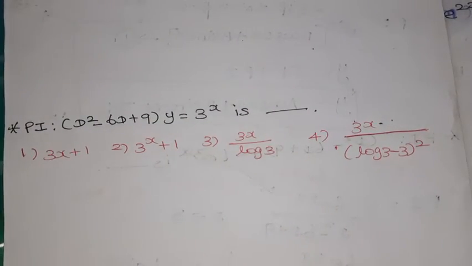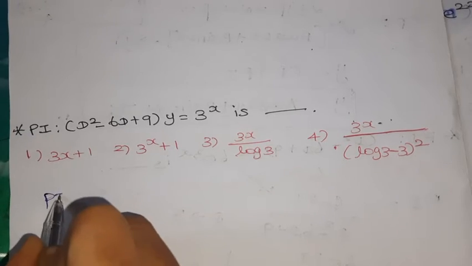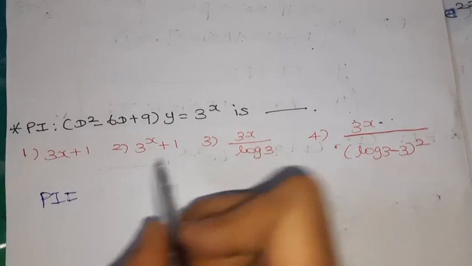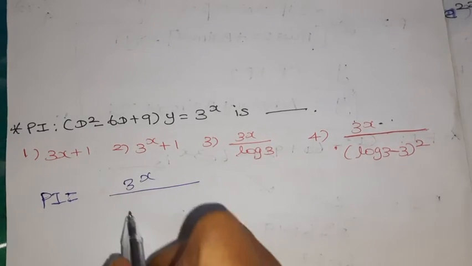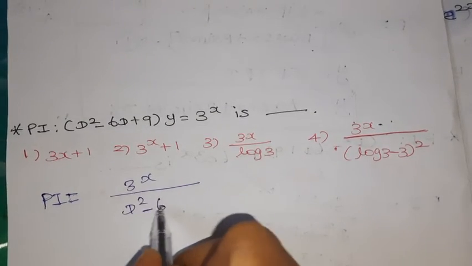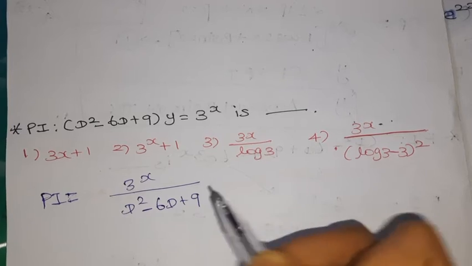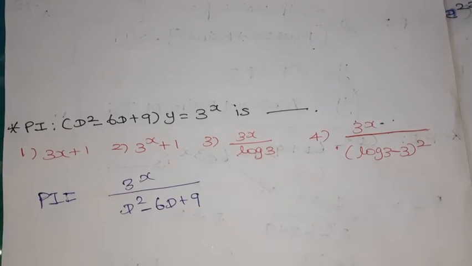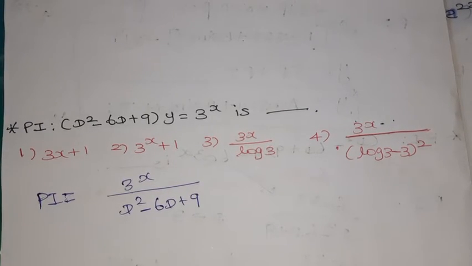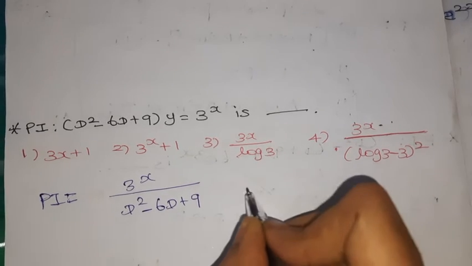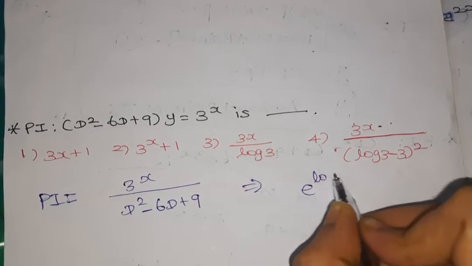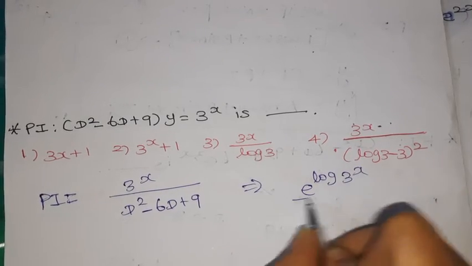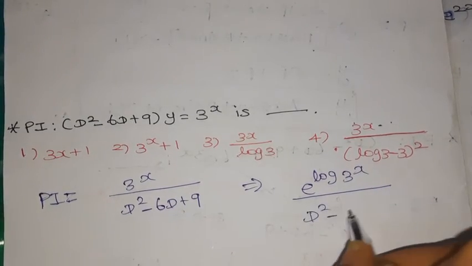Then we move on to the next problem. We need to find the particular integral for the given problem. For that we use 3 power x, the RHS, divided by f of D, D square minus 6D plus 9. This is 3 power x, so we can do one substitution, e power log 3 power x. Will it affect this term?